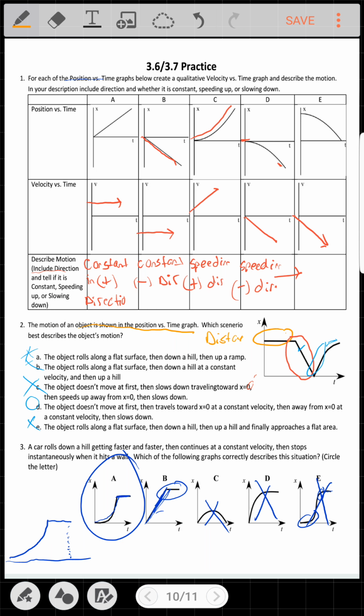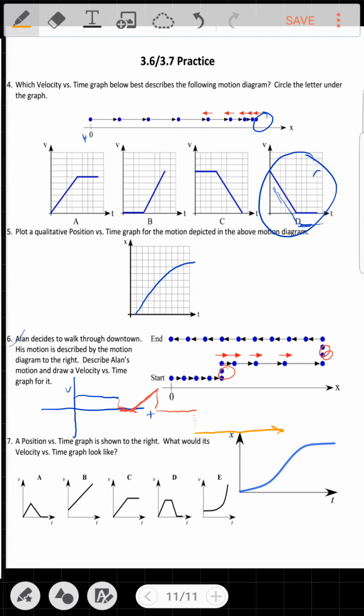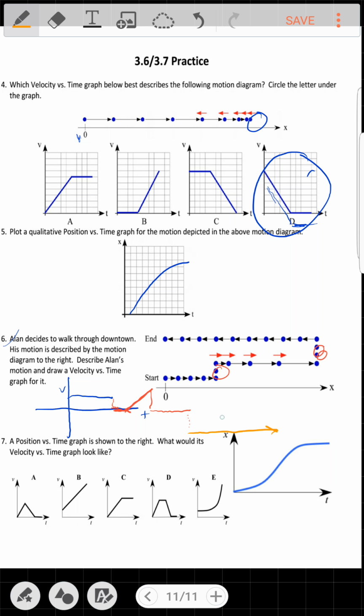Remember back to this other one over here. Remember a constant velocity in negative direction was underneath or past the negative point. Same thing here. So that's the answer to that one. And finally, number 7, a position versus time graph is shown to the right. What would its velocity versus time graph look like? So look what's happening here. So I have a constant, this shows a constant speed, right? This first part, it shows a constant speed at first.